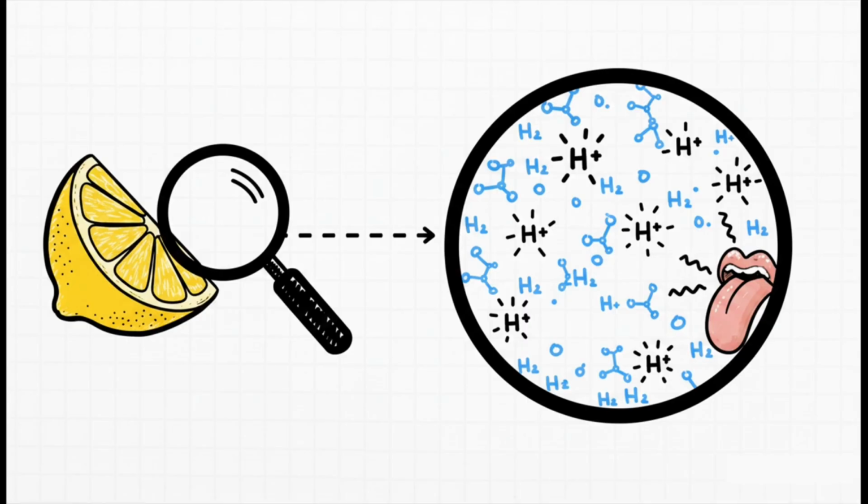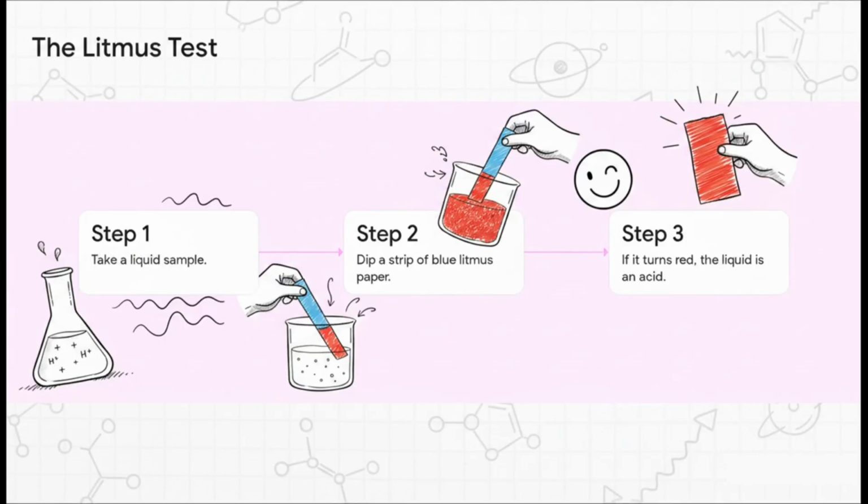And that very same ion is what allows us to do a quick chemical test to see if something is an acid. You've probably seen this classic lab procedure before, the litmus test. You just take a strip of blue litmus paper, dip it into the liquid, and if those H+ ions are hanging around, they cause a chemical reaction that turns the paper red. It's a direct, visual confirmation that, yep, you're dealing with an acid.